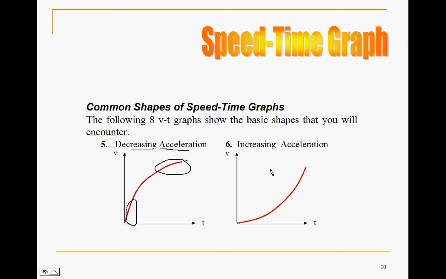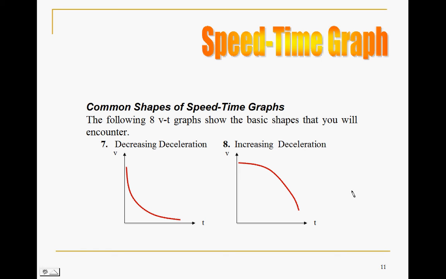Take a look at this graph. Look carefully at the gradient at the beginning and towards the end. Initially, the gradient is gentle. Towards the end, the gradient gets more and more steep. So in this case, we can say that the object is experiencing increasing acceleration.